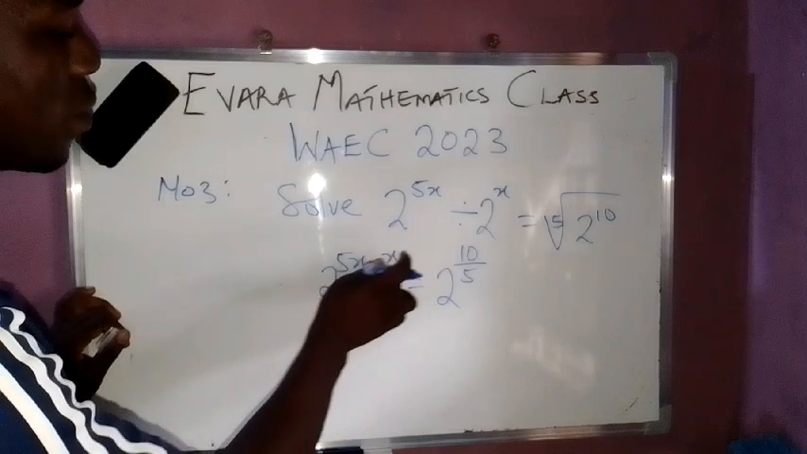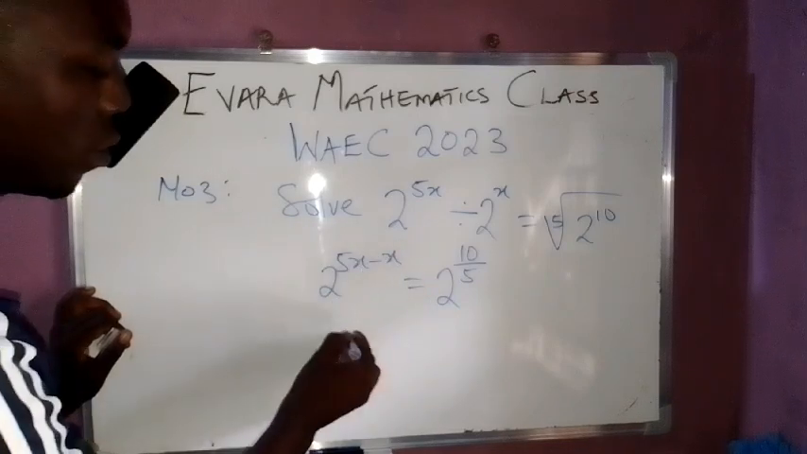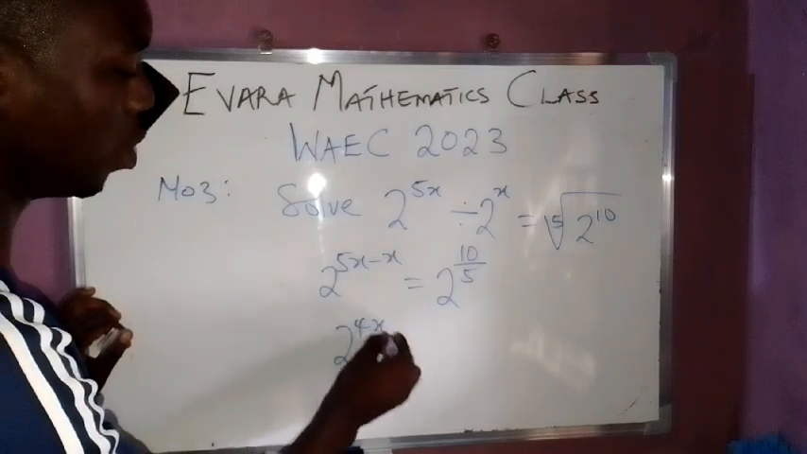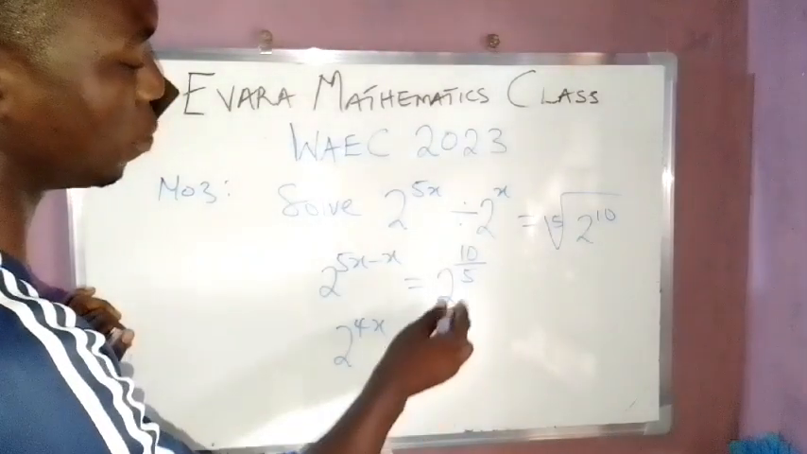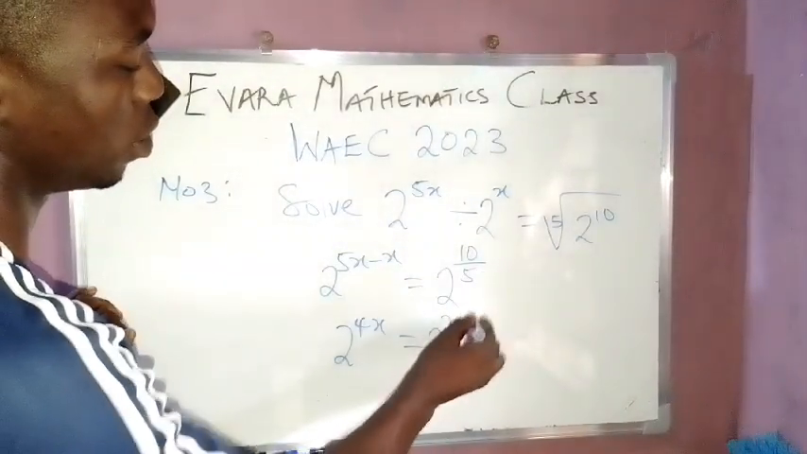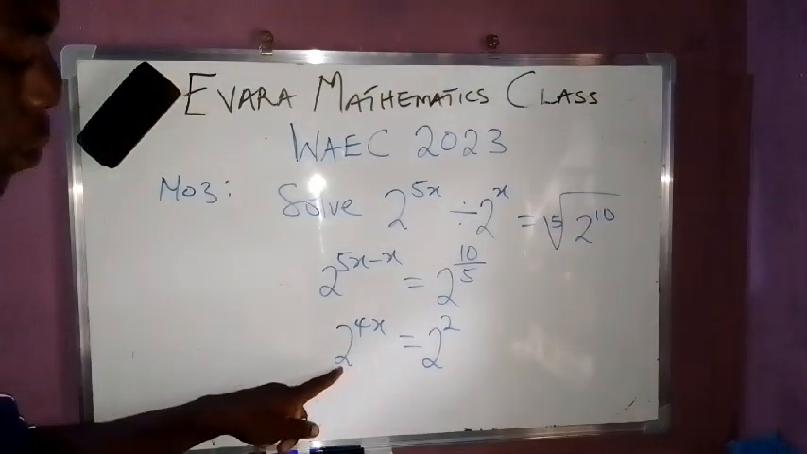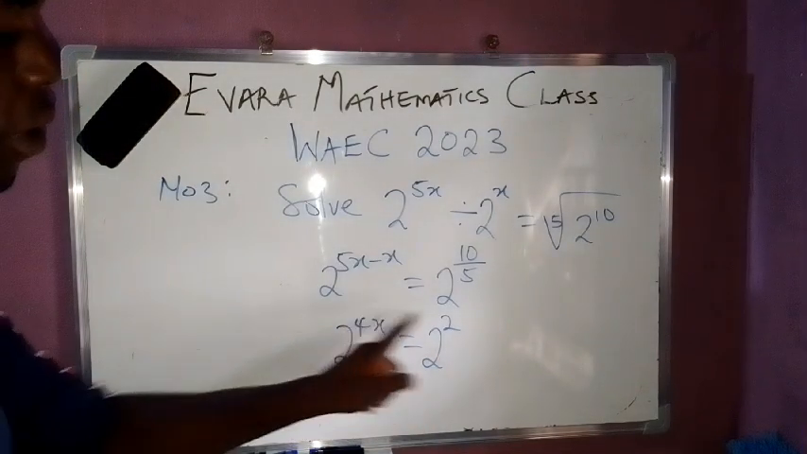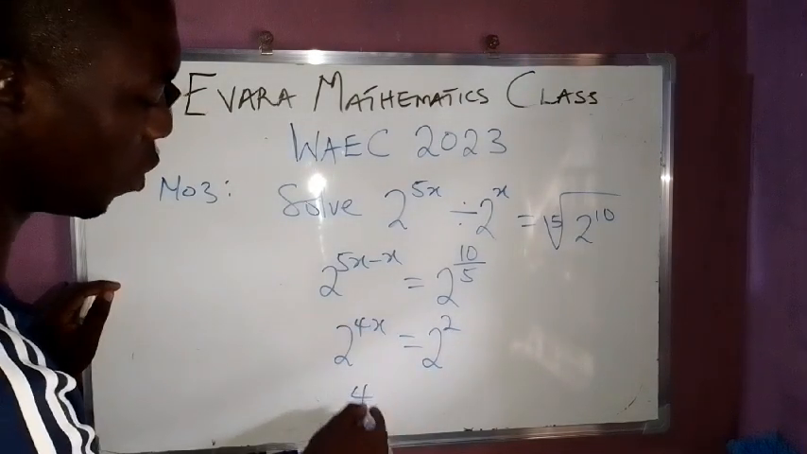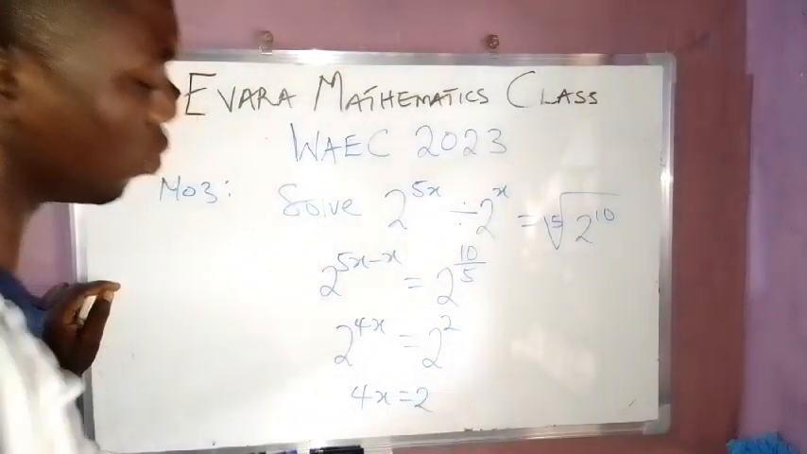So 5x minus x, that is 4x. So you have 2 raised to the power 4x equals 2 raised to the power 10 divided by 5, which is 2. And when the bases are equal, the powers are also equal. So that means 4x is equal to 2.